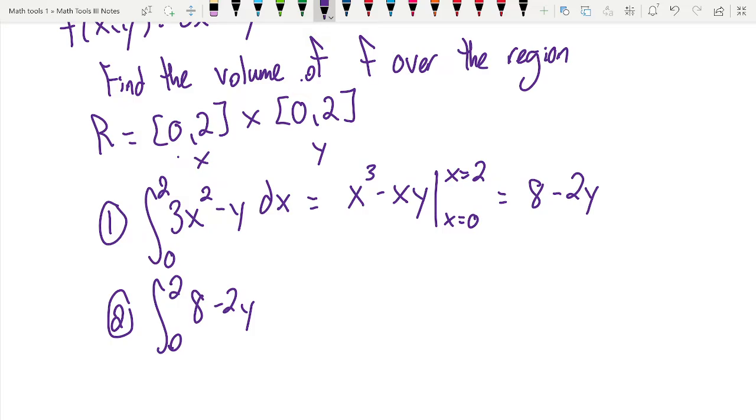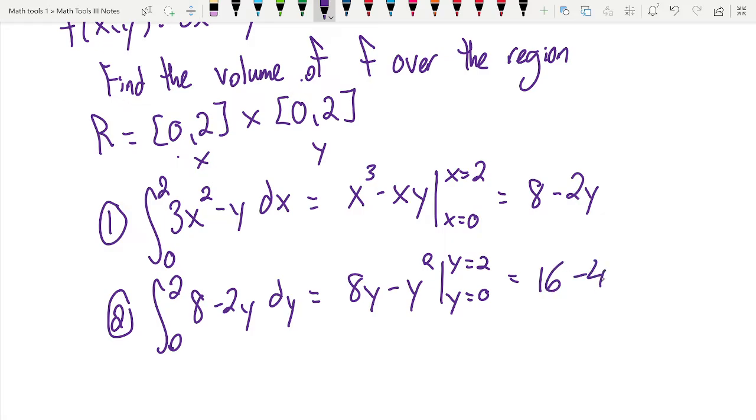So same idea as the sphere, the solids of revolution, where first we find the area of a slice, then we integrate over the other part, except to find that area of a slice, now we have to integrate first. Okay. So this is dy. So this is going to be 8y minus y squared from y equals 0 to y equals 2. And so that's going to be 16 minus 4, and then all that's going to be 0. So we're just going to get 12.